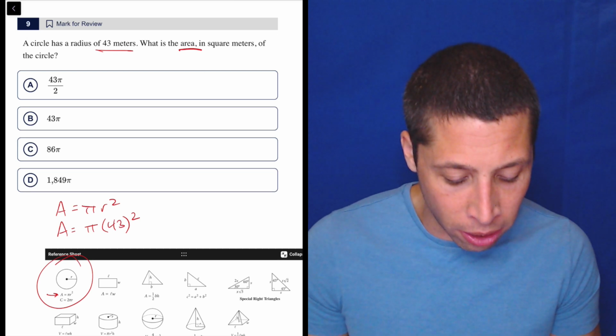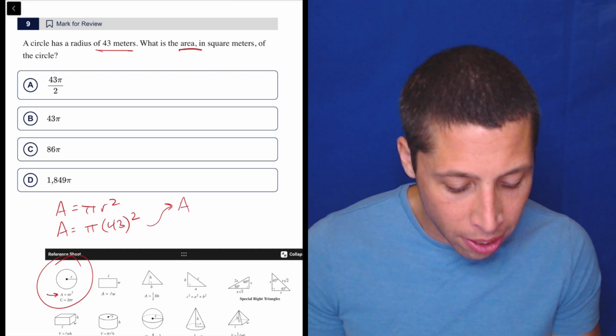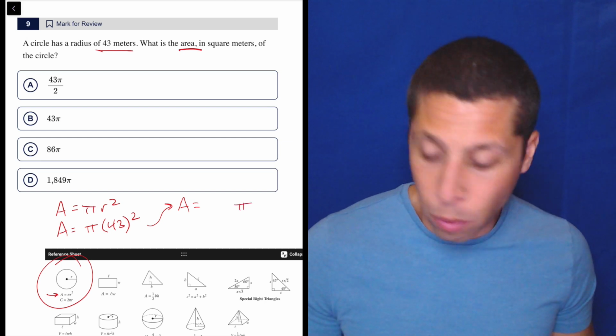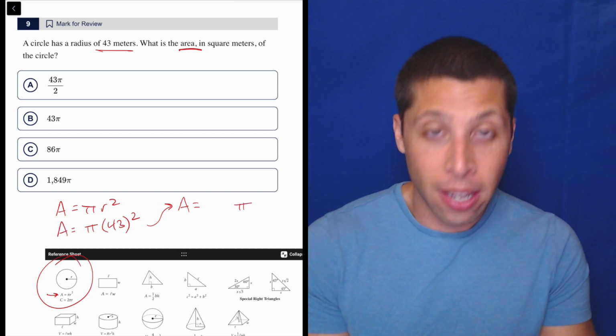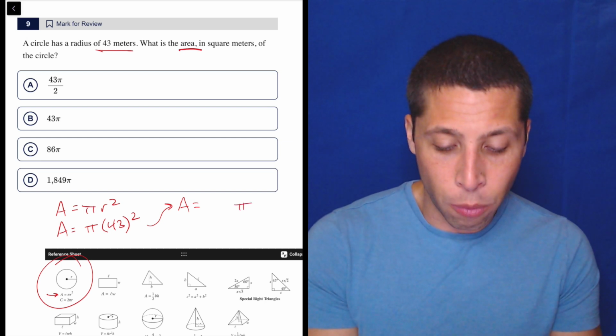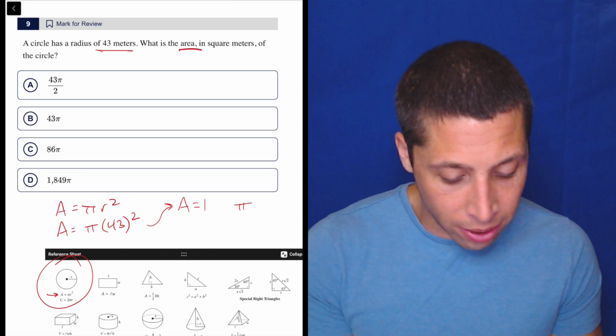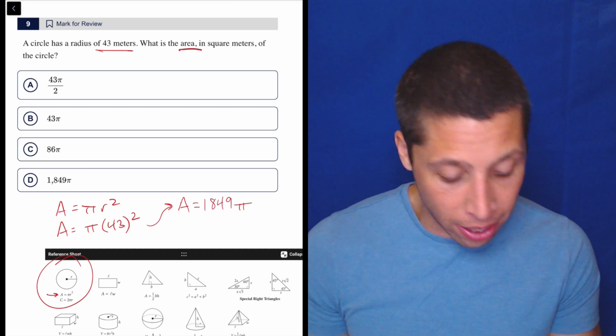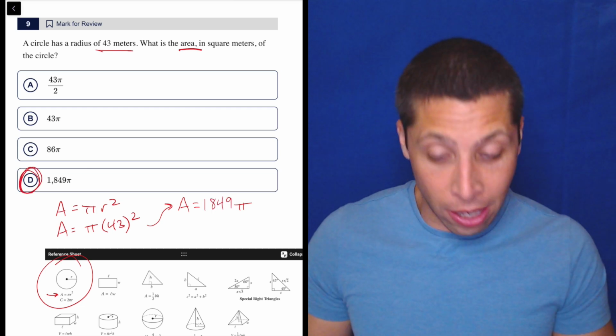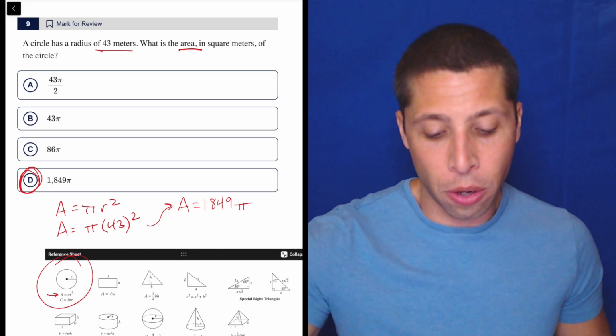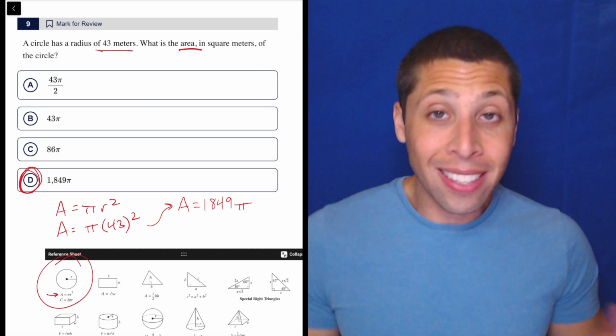So what are we really doing here? We're just squaring the 43. So whatever 43 squared is, we're going to have the pi at the end. So I'm just getting my regular calculator here. 43 squared is 1,849. I probably could have guessed that just because I knew 43 squared would be a big number. So that's the only big number there. But that's it. That's the whole question.